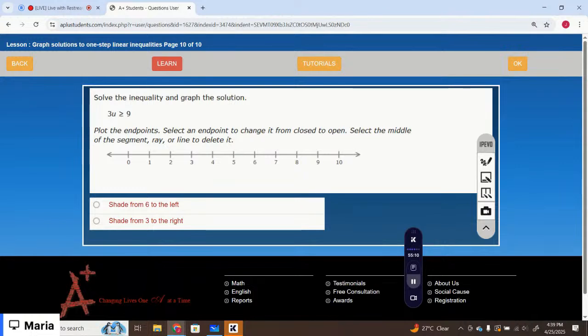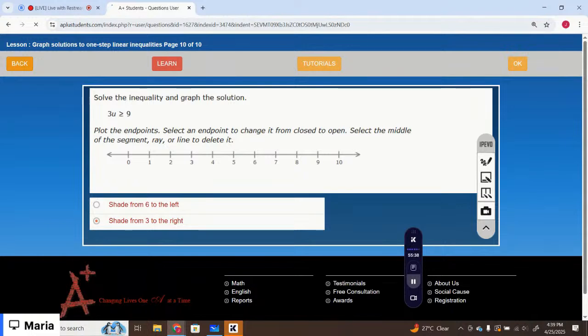Solve the inequality and graph the solution. 3u is greater than or equal to 9. Shade from 3 to the right. Okay, you can complete the lesson by yourself here today.